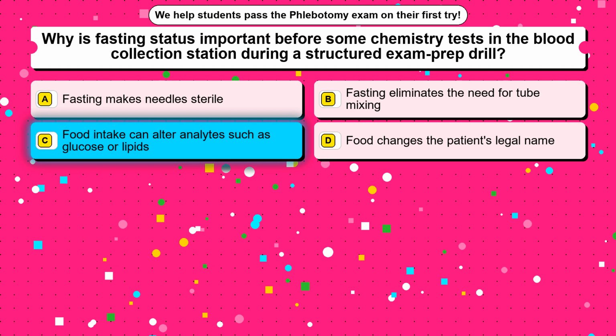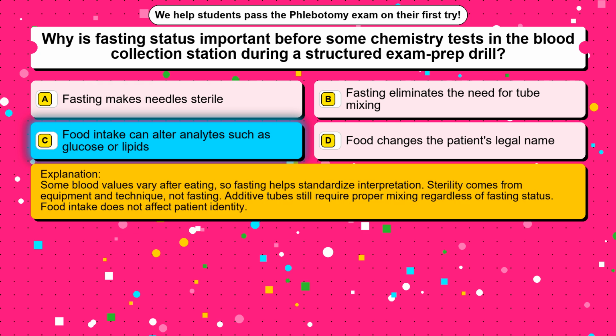The correct answer is option C. Food intake can alter analytes such as glucose or lipids. Some blood values vary after eating, so fasting helps standardize interpretation. Sterility comes from equipment and technique, not fasting. Additive tubes still require proper mixing regardless of fasting status. Food intake does not affect patient identity.